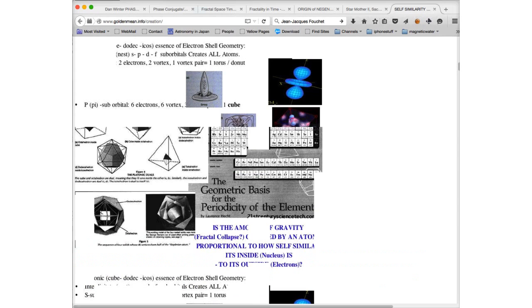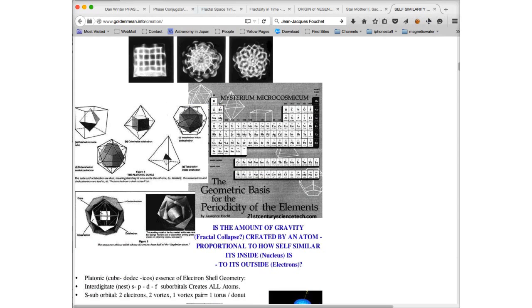Here is the picture from 21st Century Magazine when Lawrence Hecht did his wonderful analysis of Moon's work in chemistry showing both the nuclear and electron geometries. It is this nest right here in this picture of an infinite nest of platonic solids embedded one inside the other, just like the Star Mother kit. And it's called the geometric basis for the periodicity of the elements.